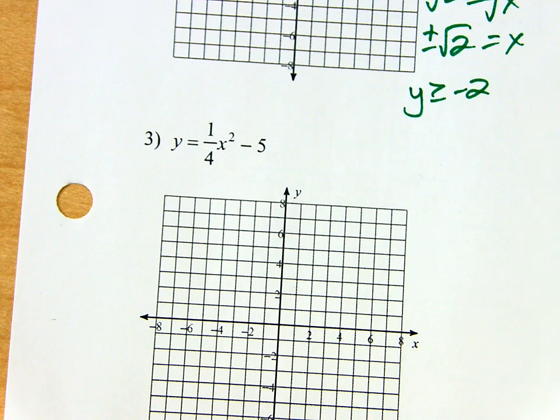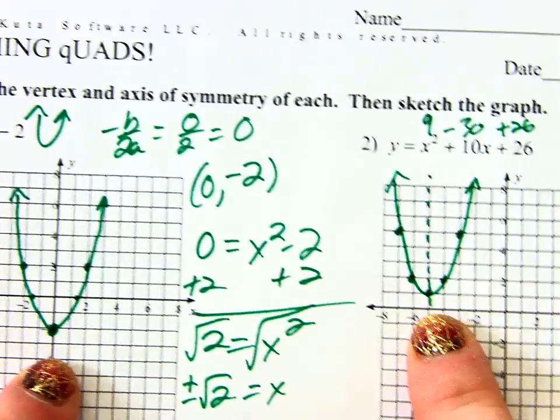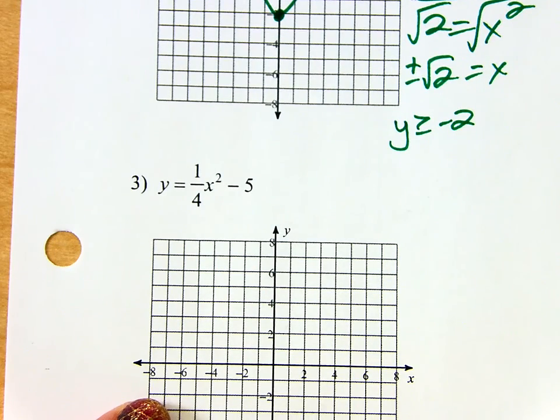Tell me what you know about number 3 before we even start. It's up like a cup. What else do you know about it? It's going to be wide. Yeah, these are when A was 1, right? So that's just my normal U shape. This is going to be much wider than that.